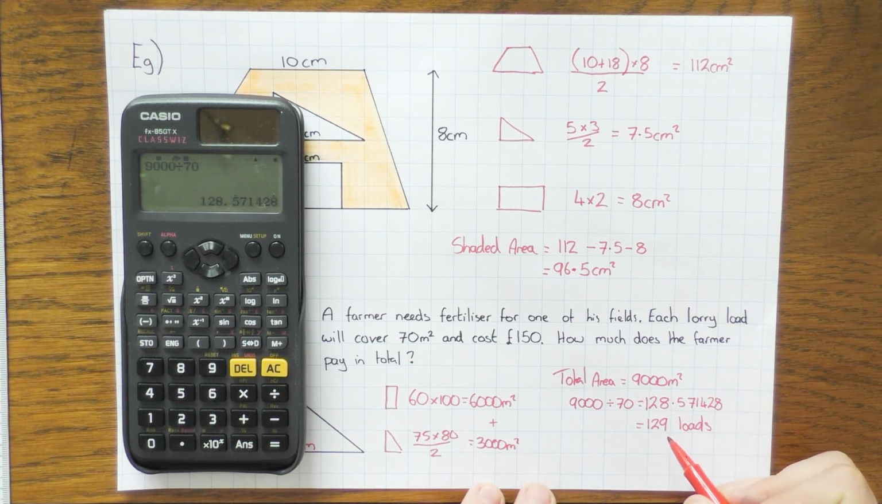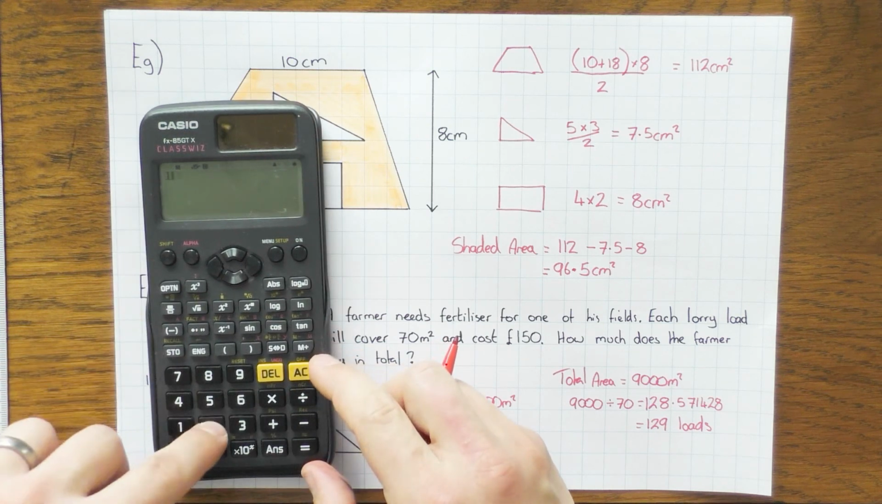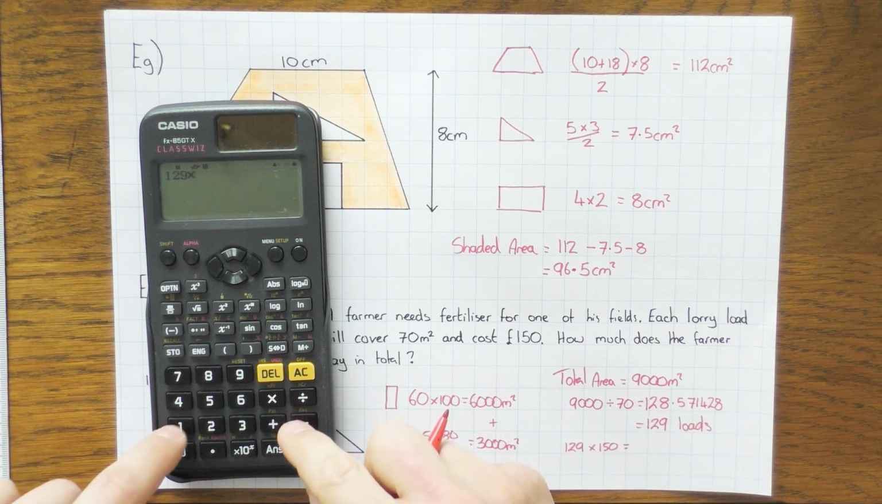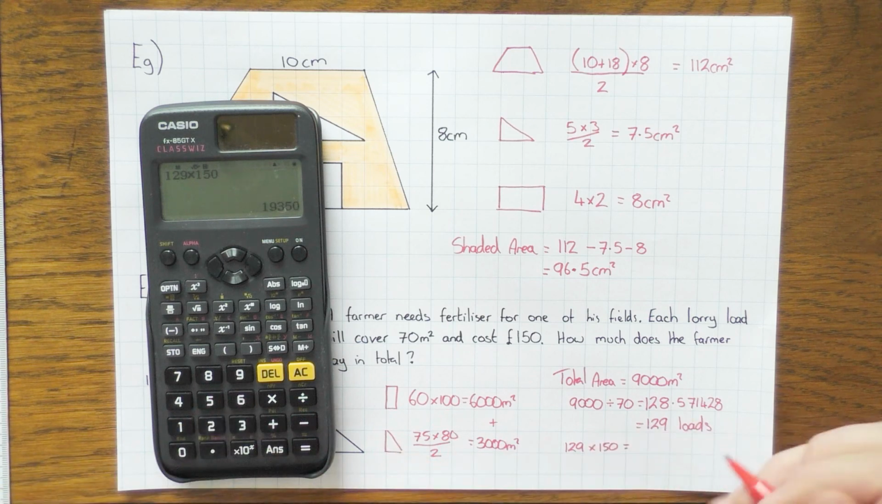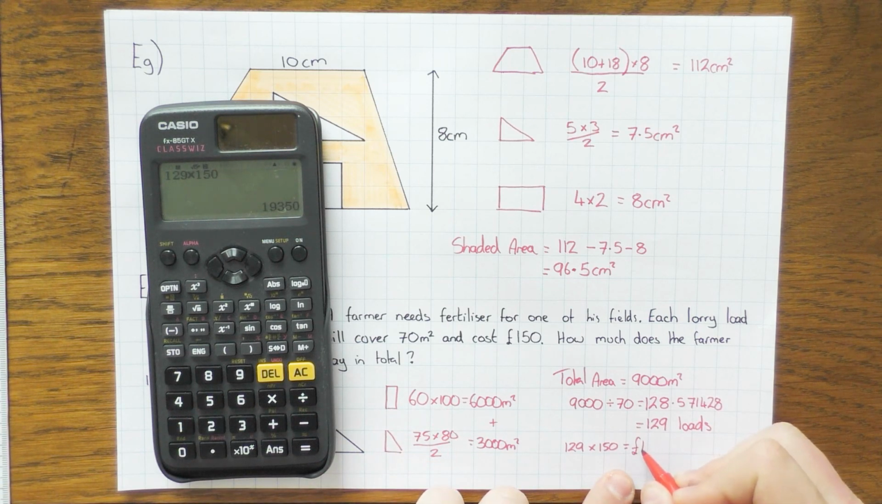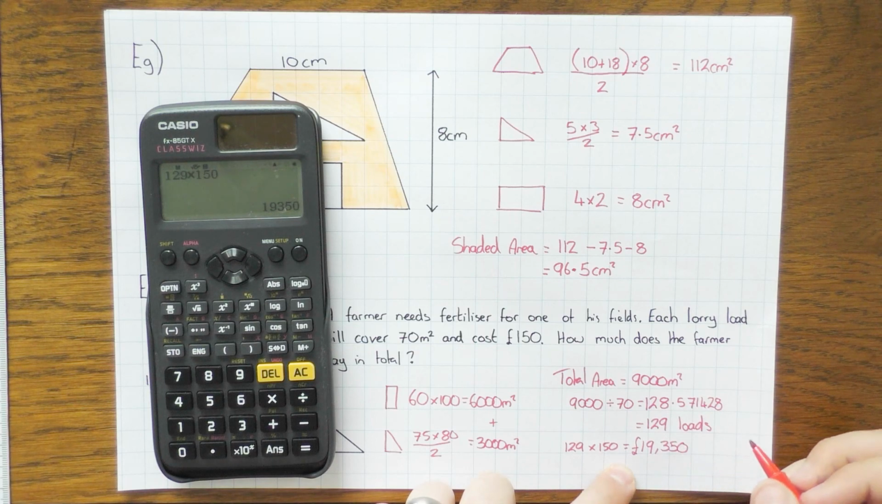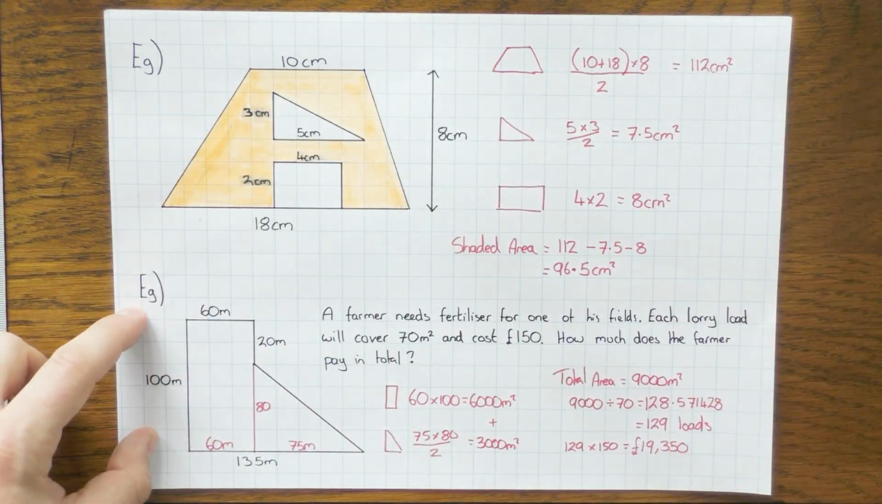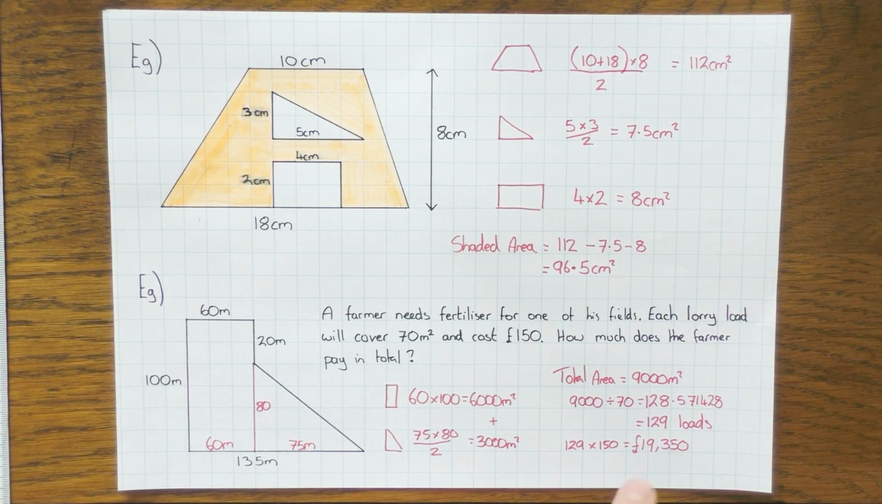And then if I need 129, and they each cost 150, so 129 lorry loads times by 150, it's going to be 19,350 pounds. So again, just a little bit of a contextual type question for you to have a look at there with this very common mistake that is made. So make sure you just round that up.